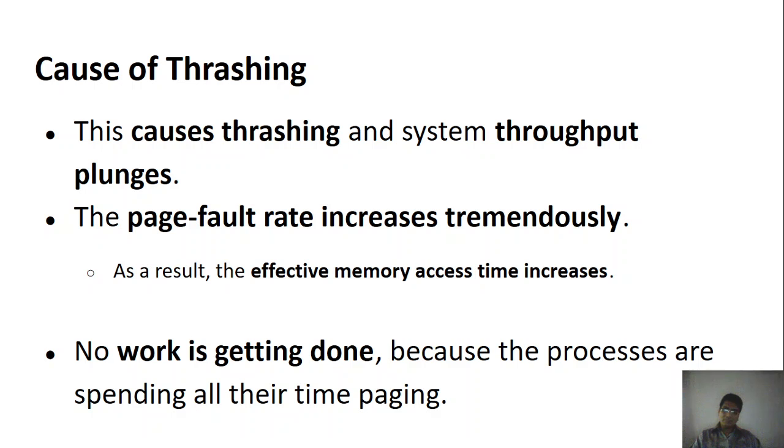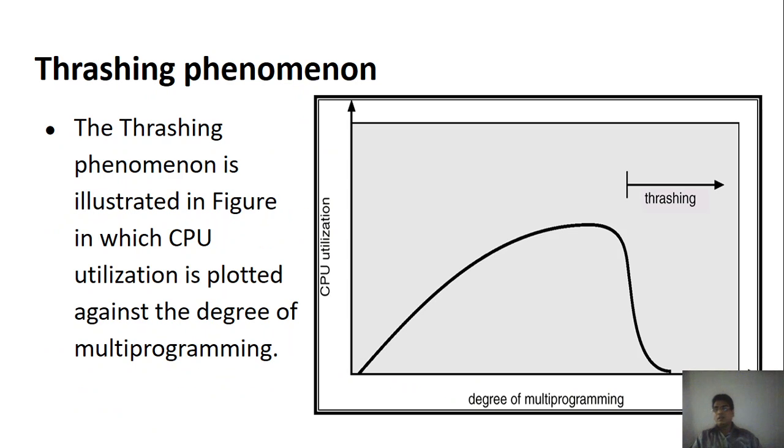Again, I'm using the words frame and page interchangeably. Page means what is there on the disk or on the secondary storage. Frame means what is there in the memory. They can be used interchangeably because most of the time the size of the frame and the size of the pages are the same. Okay, now look at the thrashing phenomenon.